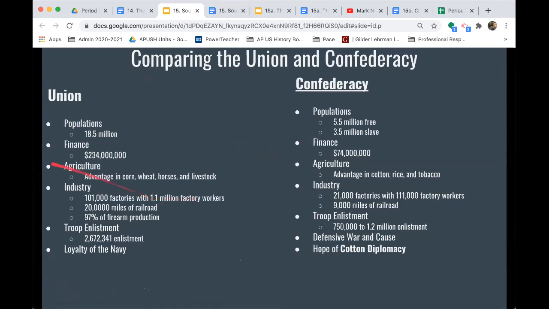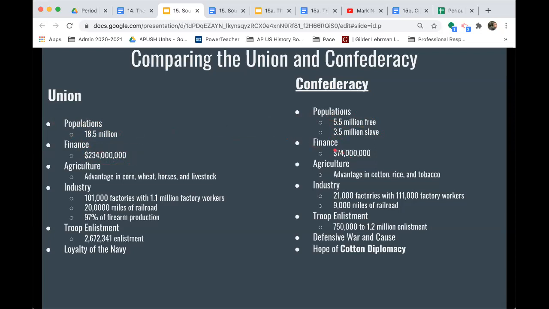The Union has a huge population advantage, right? 18.5 million people versus the Confederacy's 5.5 million free and 3.5 million slave population. So even if they were to add the two up, as if the slaves would be willing to fight for the Confederacy, which is hilarious and false, we'd be looking at 9 million versus 18 million. So the Union has a huge population advantage, also a huge economic advantage, right? In terms of $234 million worth of economic stability in the Union versus only 74 million in the Confederacy.